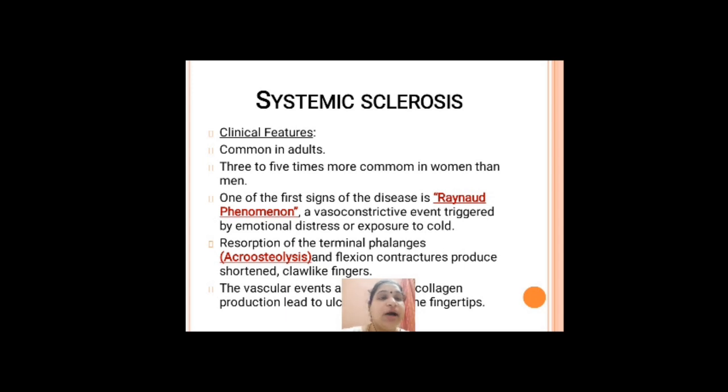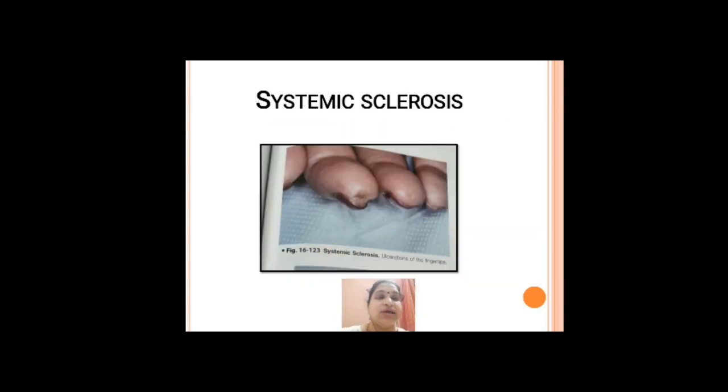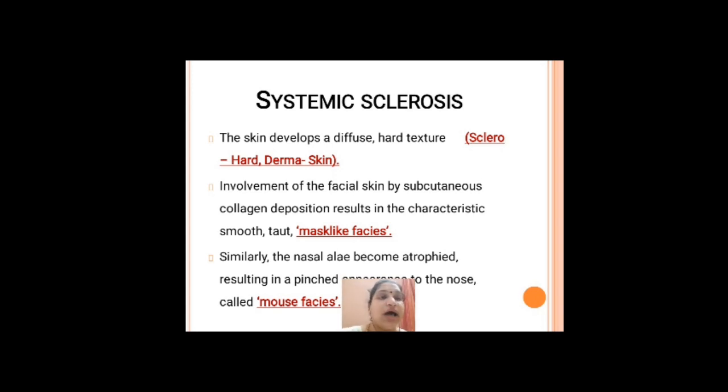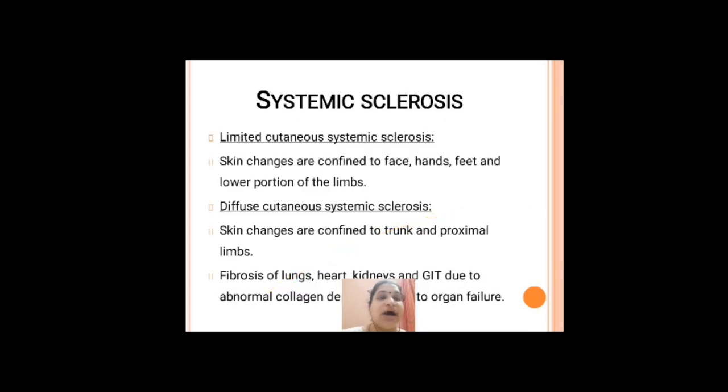There will be resorption of the terminal phalanges of the fingers called acro-osteolysis, and this will lead to contractures, producing shortened claw-like fingers, and the vascular events will produce ulceration at the fingertip. So these are the claw-like fingers, these are the ulcerations of the fingertips, and this disease is also called scleroderma. Sclero means hard, derma means skin. So the involvement of the facial skin by subcutaneous collagen deposition will result in a characteristic smooth mask-like facies, and the nose will be involved, leading to a mouse facies. So you can see here involvement of the face leading to a mask-like facies.